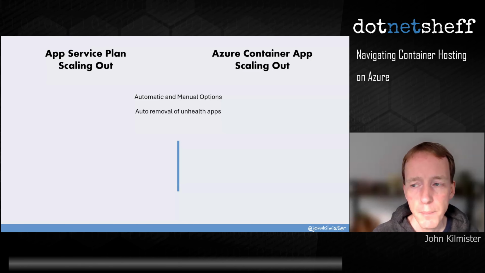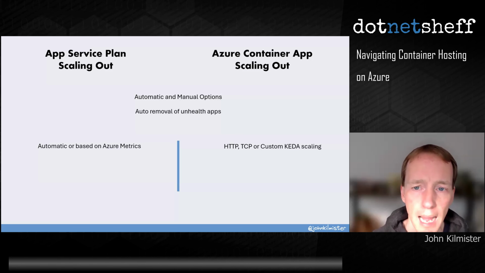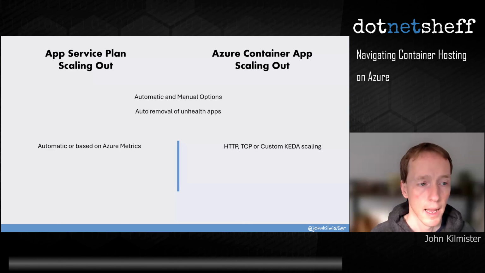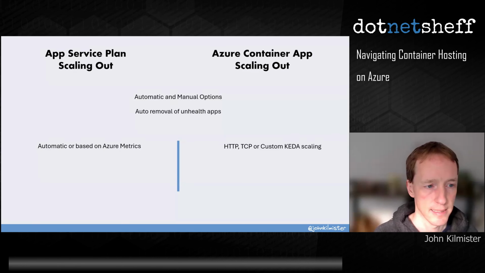But then we've got our differences. App service plans allow you to scale based on those Azure metrics. So maybe when the CPU or memory on the app service plan hits a certain threshold. But when it comes to Azure Container Apps, because they're backed by Kubernetes, they can use KEDA scaling, which at the moment gives you over 60 different scalers, in addition to the HTTP and TCP options.